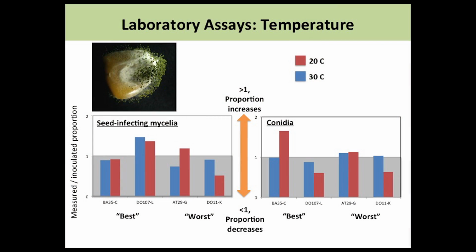And these are the results for a mixture including the two best performing atoxigenic VCGs from the trial in 2011 and the two worst. And there is some effect of temperature on how well these isolates perform. For example, for sporulation, the first isolate indicated did a lot better at 20 degrees than it did at 30 degrees. And then the last one, for kernel infection, did better at 30 degrees compared to 20 degrees.